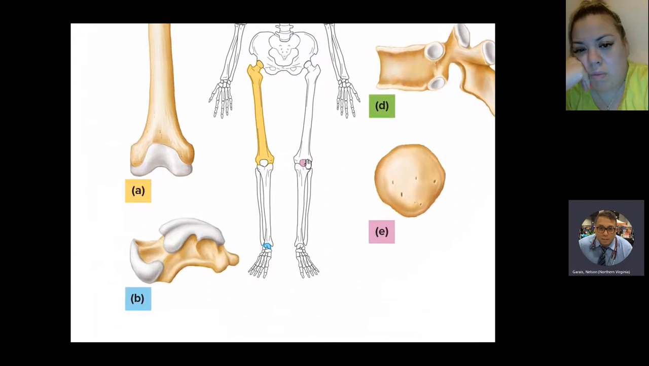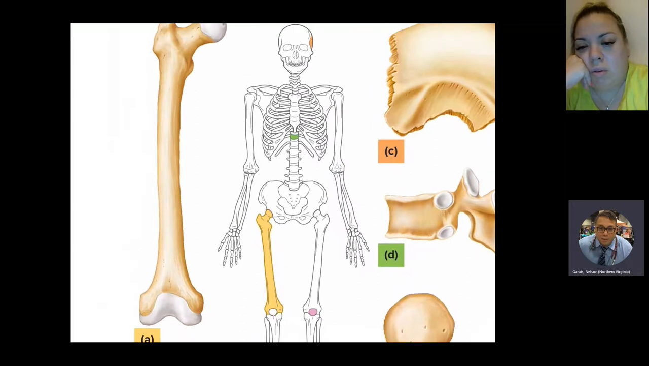And our kneecap right here has its own category. It's called sesamoid. Oid is the suffix that means resembling. And sesame, of course, it looks like what? A seed.